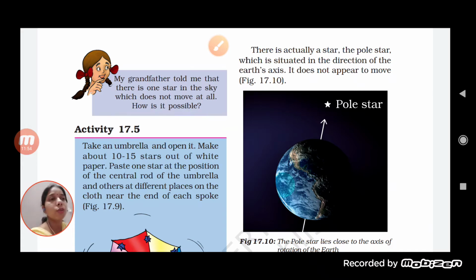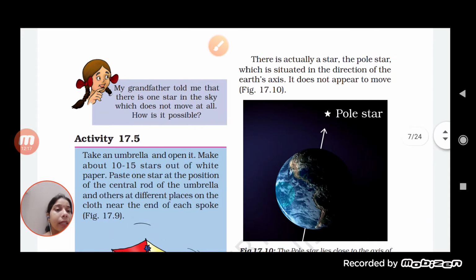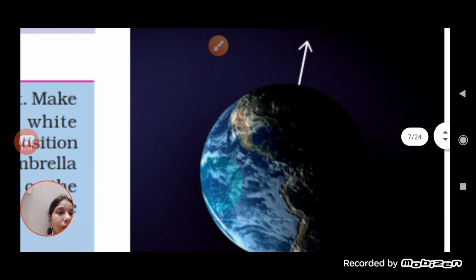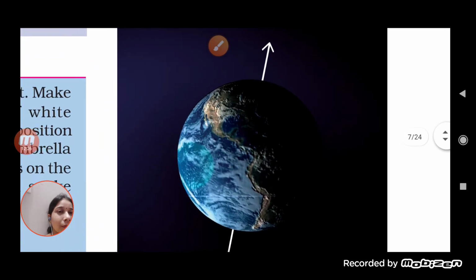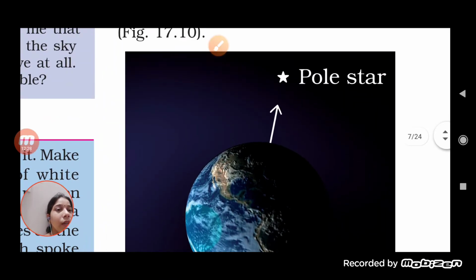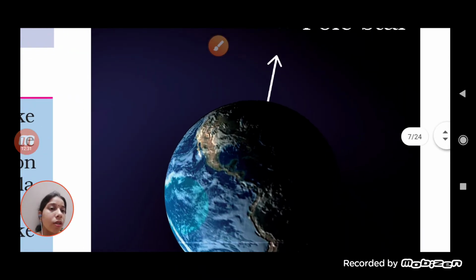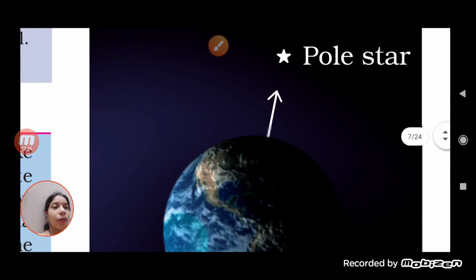So is there any star, students, which is present at the axis? Yes, that star is called the pole star. Pole star in Hindi is also called Dhruv Tara, right? So the pole star is there, students. That's why it is written that there is actually a star, the pole star, which is situated in the direction of the earth's axis and it does not appear to move. So basically see here, students, this is the pole star. As you can see here, it is the pole star, and this pole star is near the axis.